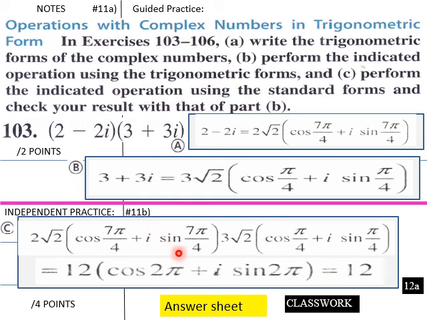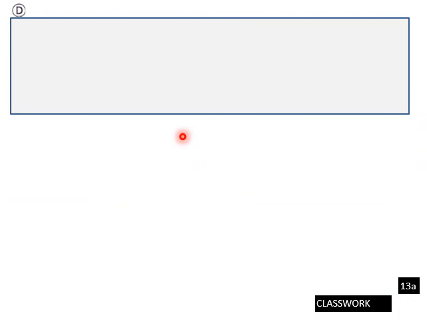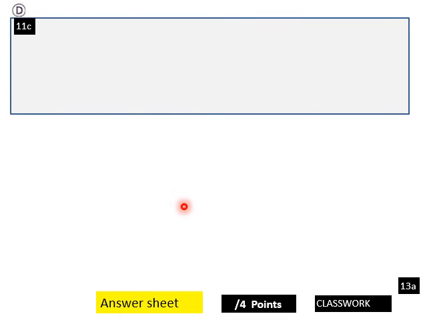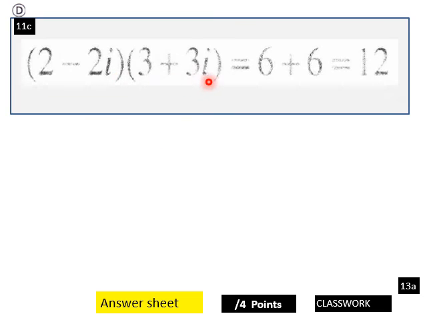So I did this one part of your independent practice. Do I do 11C for you? Well, I do. And then when you multiply these out, you multiply these through here, you get 6 plus 6, which equals 12, and then 6i, and then negative 6i, and then negative 2i multiplied by 3i would be negative 6i squared, and that would equal 6 as well. So this is how you get your 12 there.